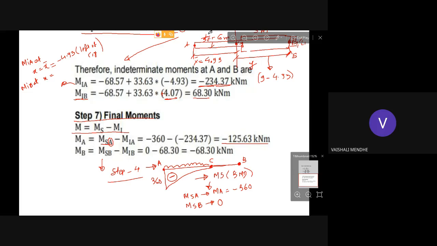It is minus 125.63 kilonewton. Then similarly find out the moment at B.